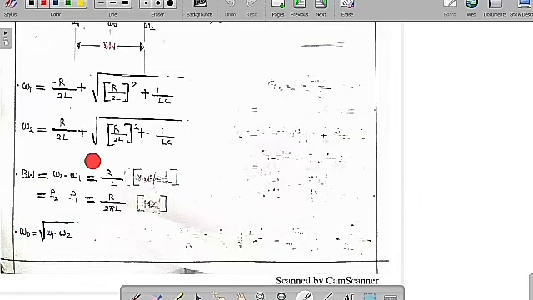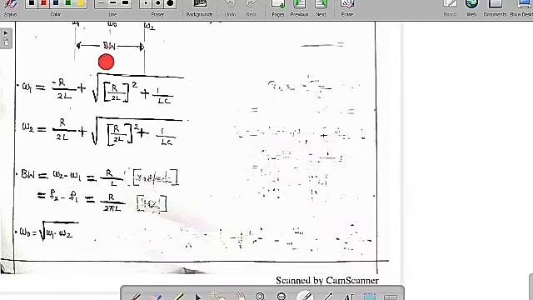If you solve this, we simply get 2R by 2L, which is R by L. So the bandwidth is R by L, and this is in radians per second. But if you want it in terms of hertz, f2 minus f1 is equal to R by 2 pi L. So this is in terms of hertz.